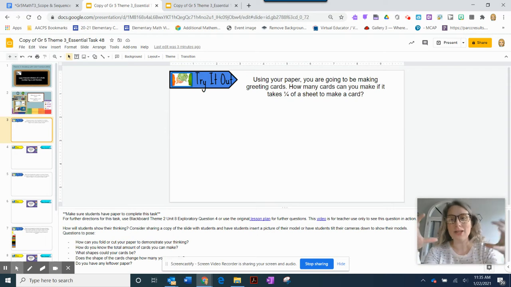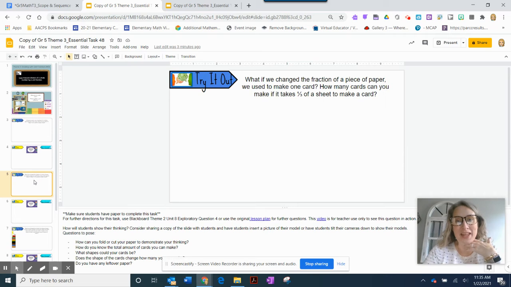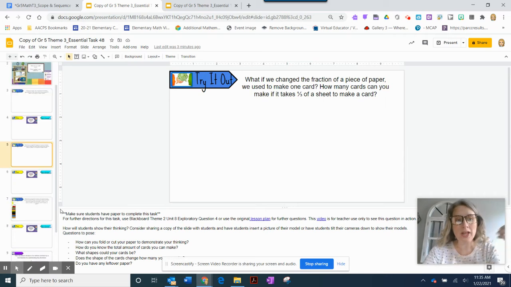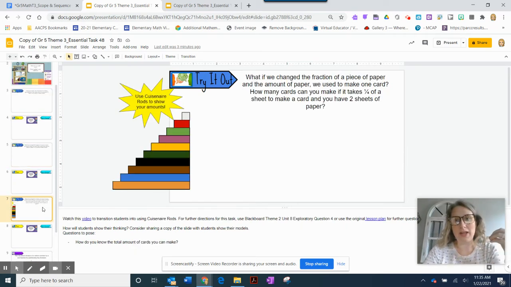So they're making cards. We're really looking at how many go into that one whole. If I'm partitioning one whole into fourths, how many fourths would that be? So they're going to look at that with one whole. They're also going to be moving into that with 2 wholes. So now if I have 2 sheets of paper, what would that look like?